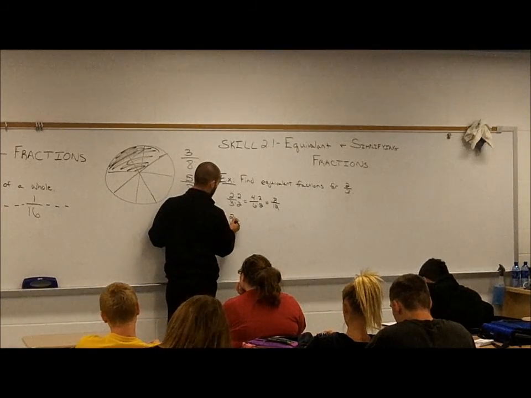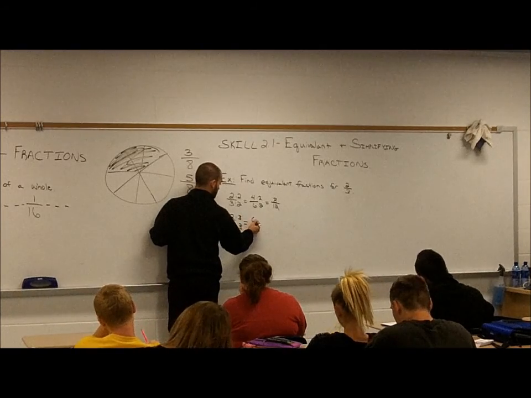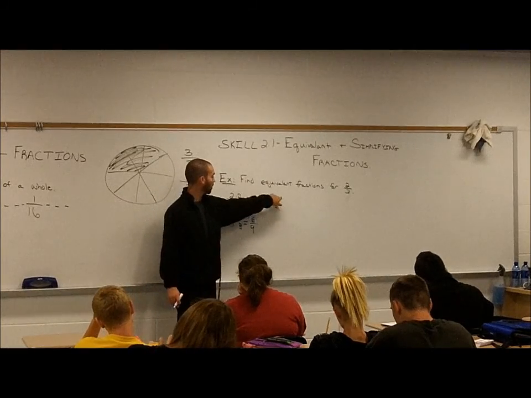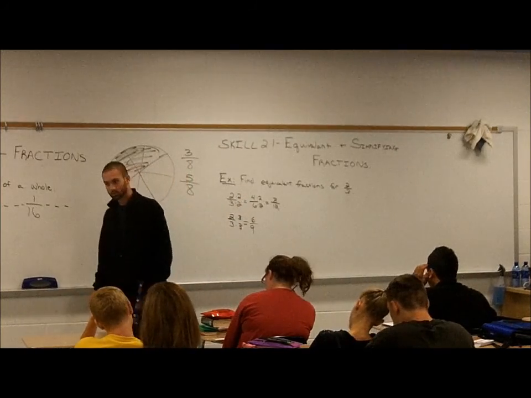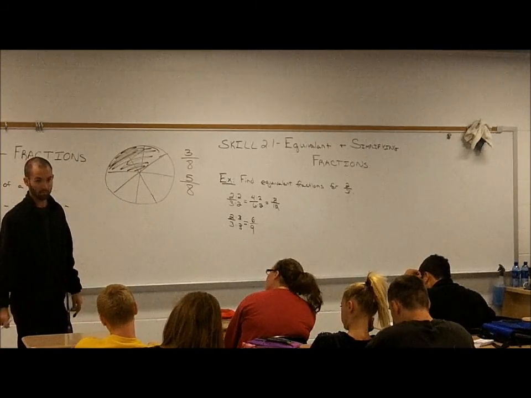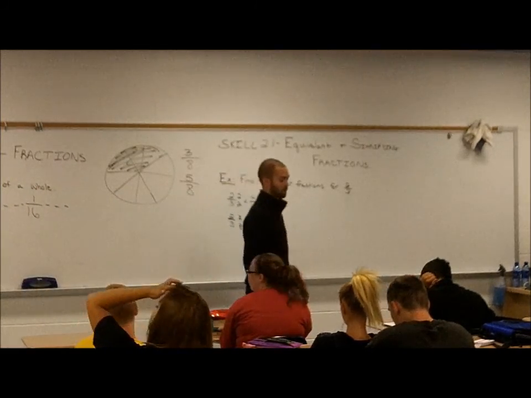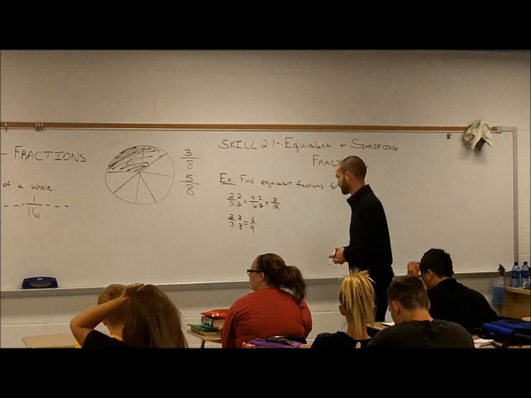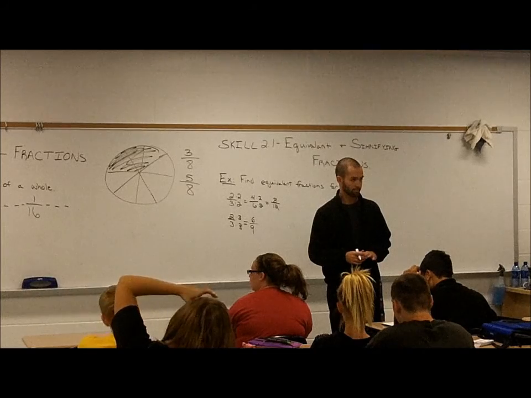Well, can I multiply 2/3 by another number and get an equivalent fraction? Sure. You bet. Try 3. What do we get? 6/9. All these fractions, boom, boom, boom, boom. They're all equal. Okay? So how do you go about finding equivalent fractions? You have to multiply them. Okay? Good. Any questions on what we've done so far? No questions? Alright.